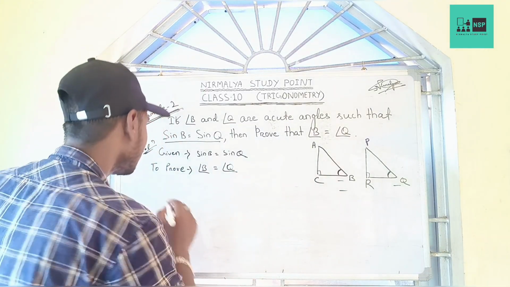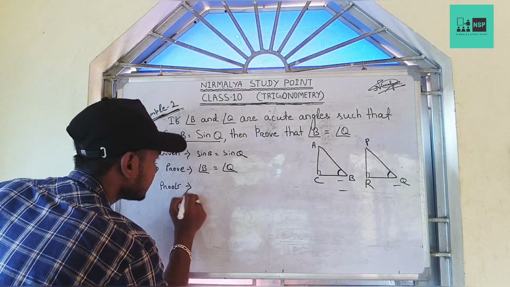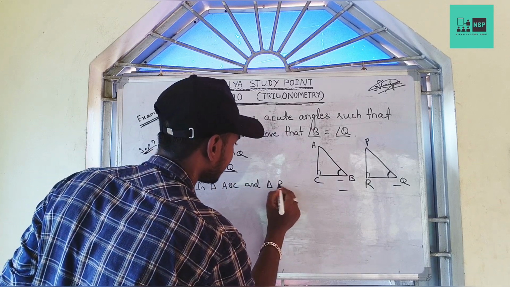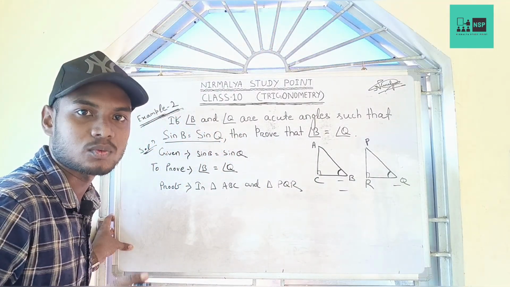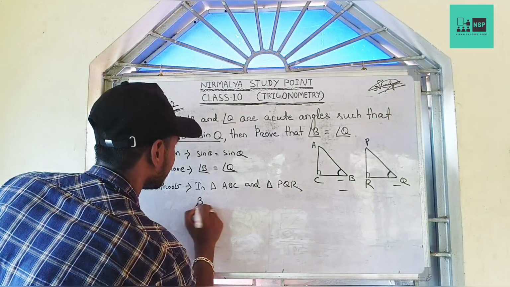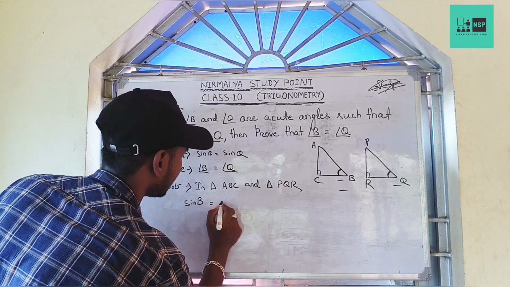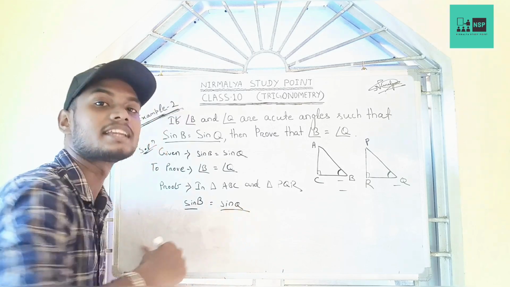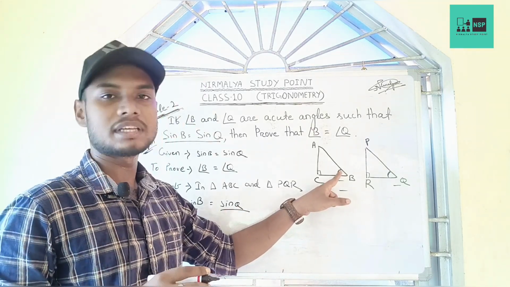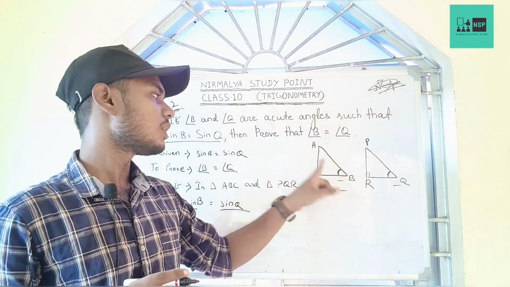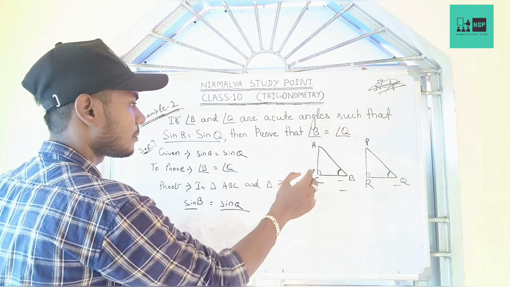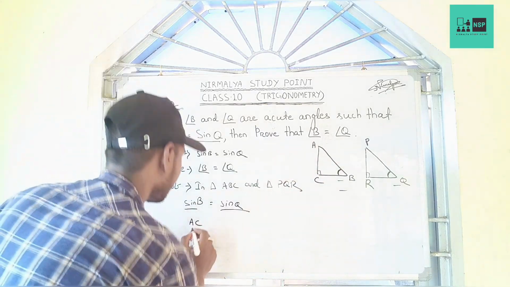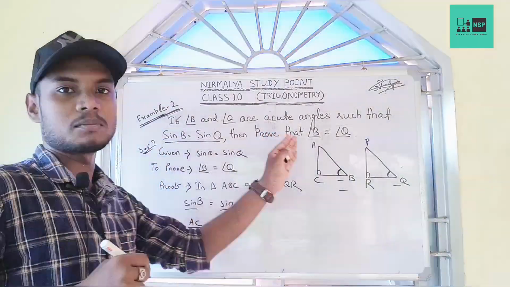So we have to prove what? Proof: in triangle ABC and triangle PQR, what is common here? Here sin B is equal to sin Q. Okay, sin B is equal to what and sin Q is equal to what? As we know, in sin B, this is B angle. If this is sin B, so sin B is equal to perpendicular by hypotenuse. We all know that. So perpendicular means AC divided by what? AC divided by AB, because AB is the hypotenuse and AC is the perpendicular here.